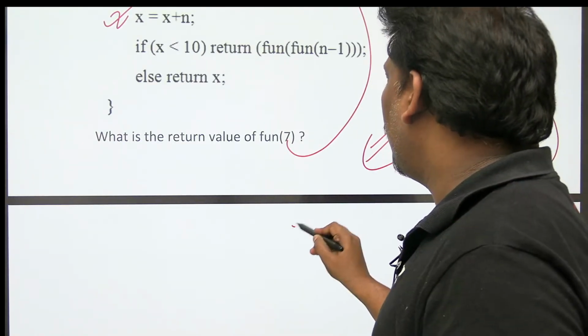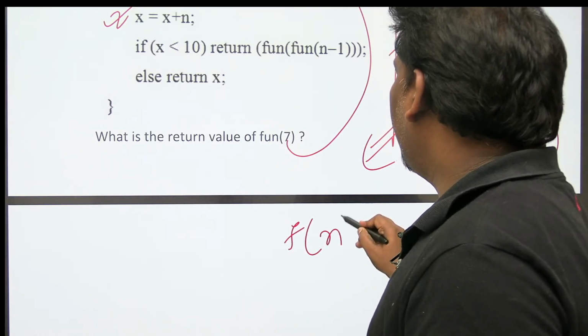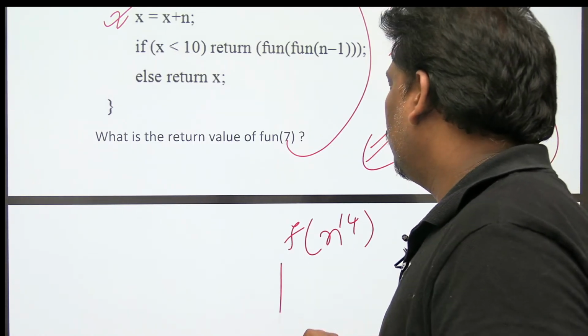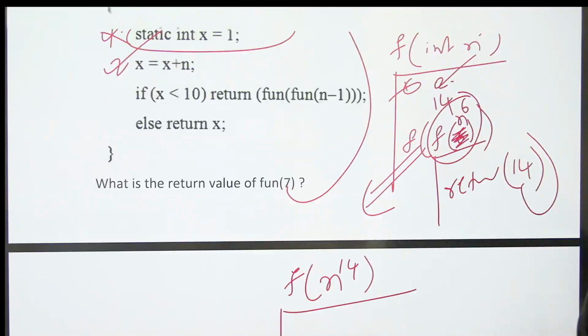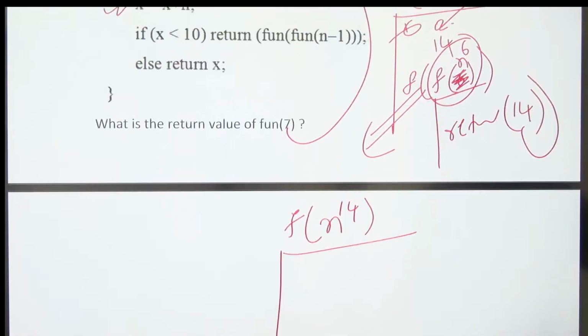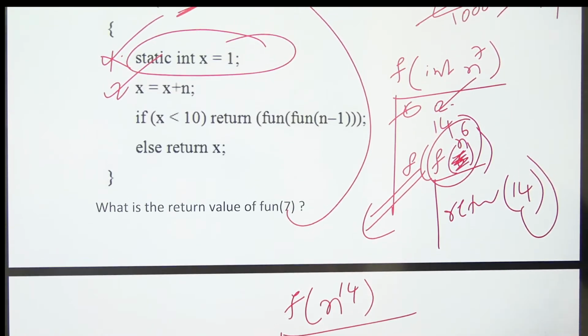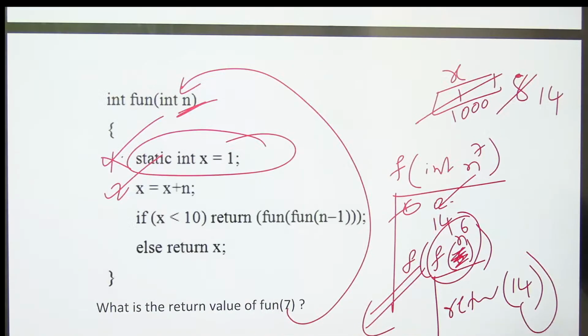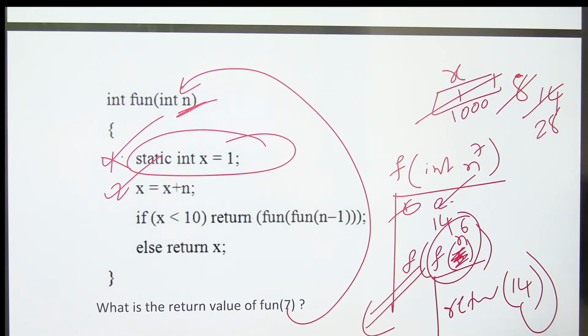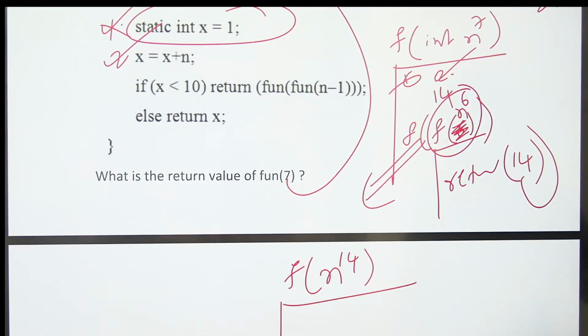Let's check here. F of 14 called, n value 14. First line, static variable, nothing to do. Now go to the next one. X is equal to x plus n. N value 14, 14 plus 14. What is the answer? 28. Check if I have done anything wrong. Now that is 28.